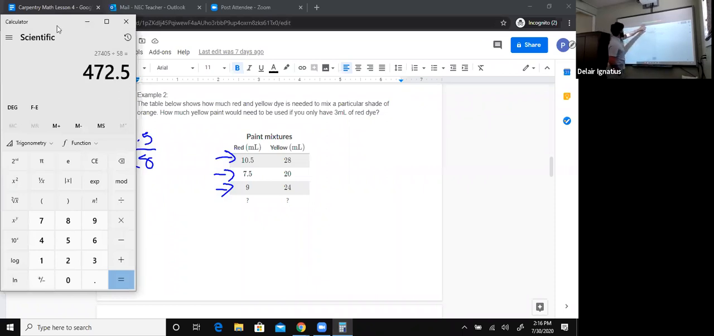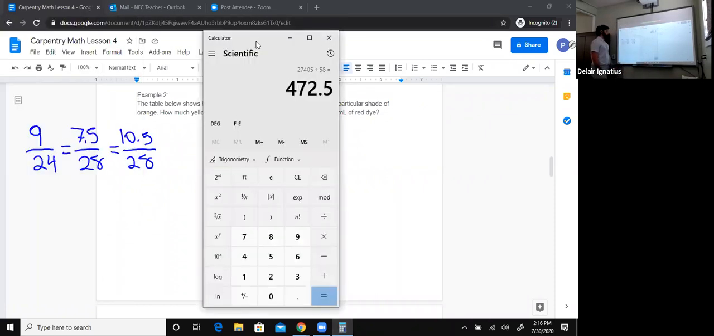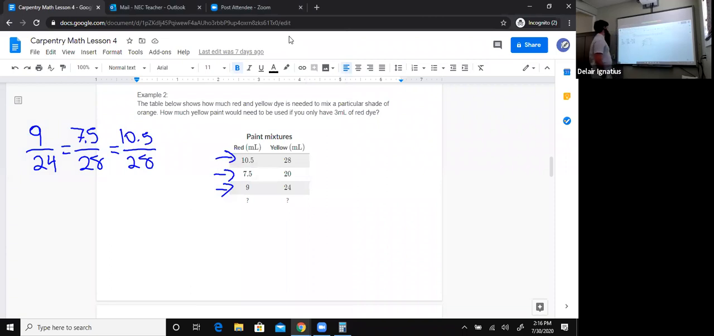Pull up a calculator, move it over so we can see everything on the screen. Clear whatever's there. We're going to go 9 divided by 24 equals 0.375. So hopefully that's the case for all of these. 7.5 divided by 28. Uh-oh. Maybe this isn't a good question.